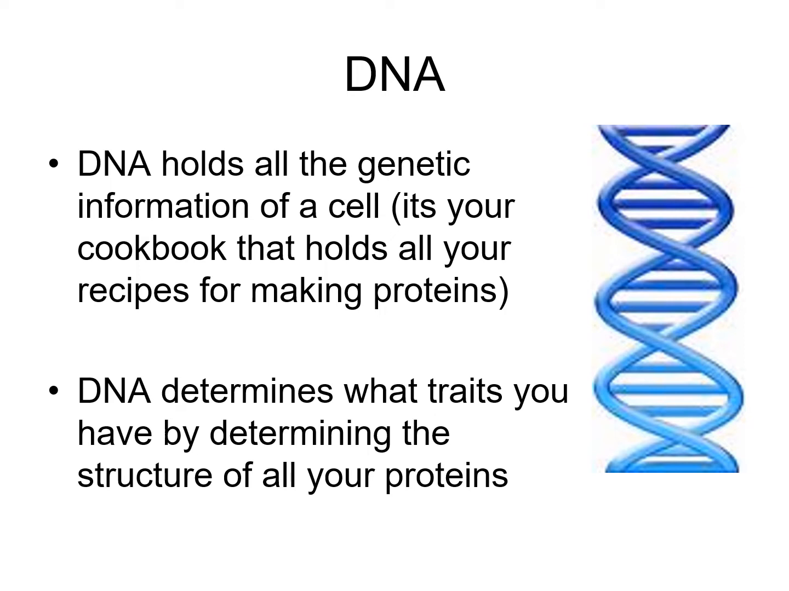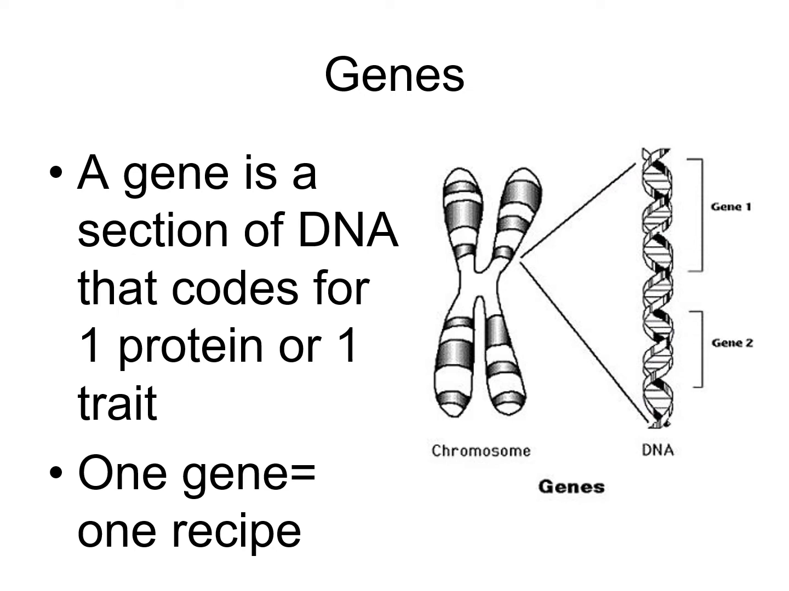Like one cookbook might have a chocolate chip cookie recipe that uses bittersweet chocolate, while another cookbook has a chocolate chip recipe that uses semi-sweet, while another one uses white chocolate chips. They're still all chocolate chip cookies, but they're a little bit different. And that's what makes all of us different people. So when we talk about a gene, a gene is a recipe in a cookbook. It's a section of DNA that codes for 1 protein. So 1 gene equals 1 recipe. And remember, proteins are also called polypeptides, because proteins are amino acids that are held together with peptide bonds.